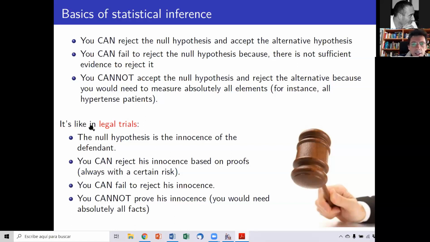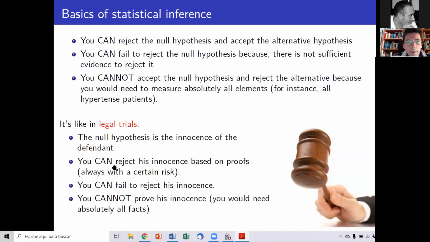And this is a bit like in legal trials. In legal trials, the null hypothesis is the innocence of the defendant. So you can reject his innocence because I have so much evidence that goes against the assumption of innocence that I have to say that you are guilty. And there is always a certain risk. This is the type 1 error, alpha. That is, the null hypothesis was true, the defendant was innocent, but there was so much evidence against him that I made a mistake.